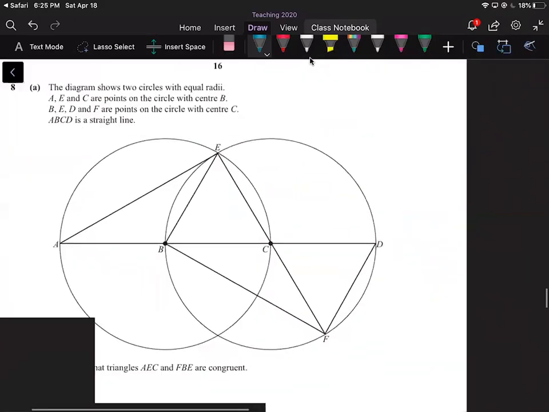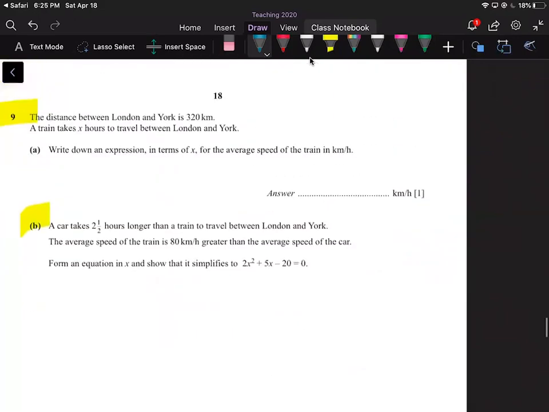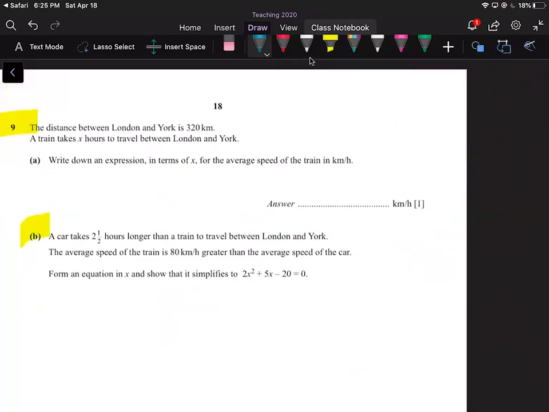Next one is here. The distance between London and York is 320 kilometer. Okay. Now, a train takes 8x hours to travel between London and York. All right, our next question. Okay, this is the first one. If anyone is confused, wait a moment.